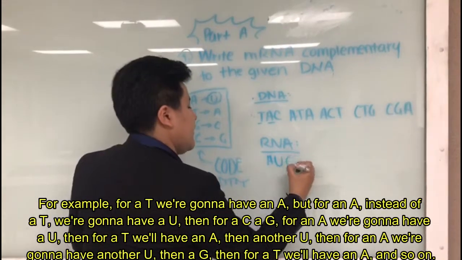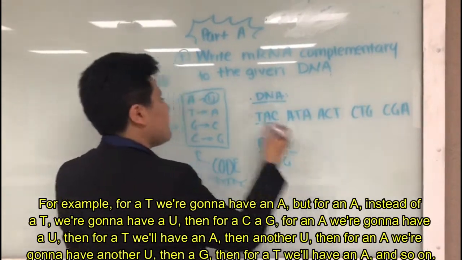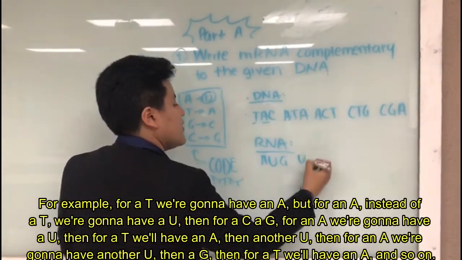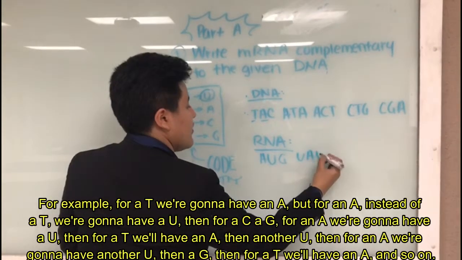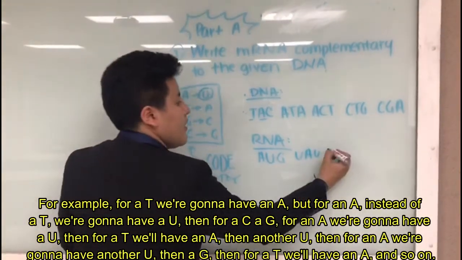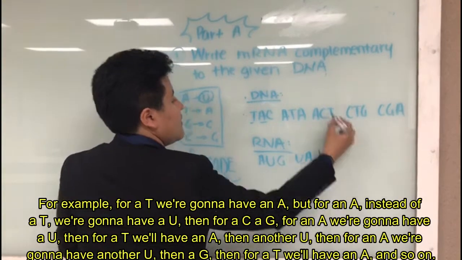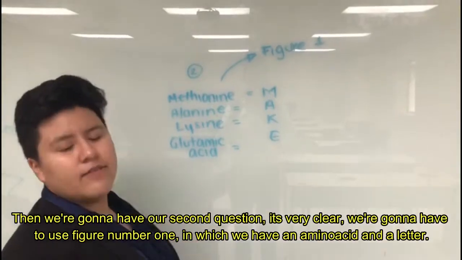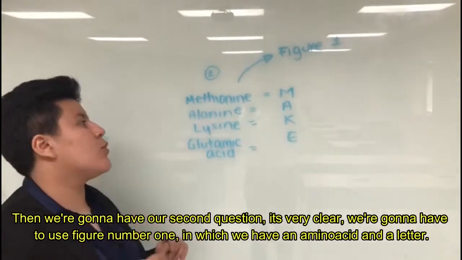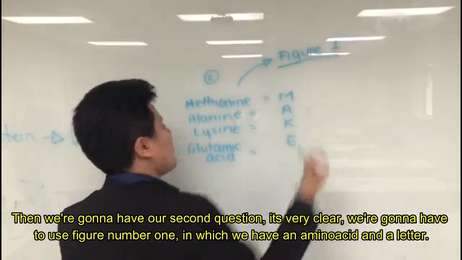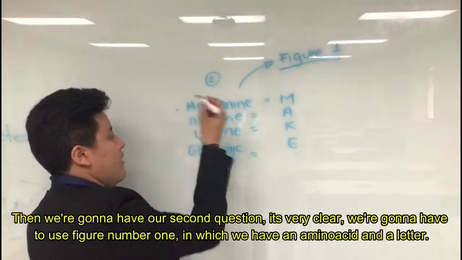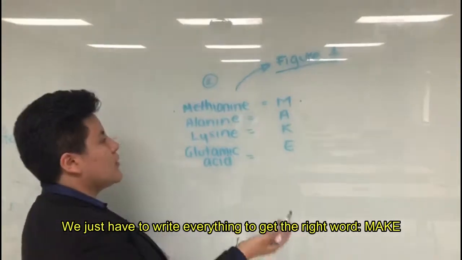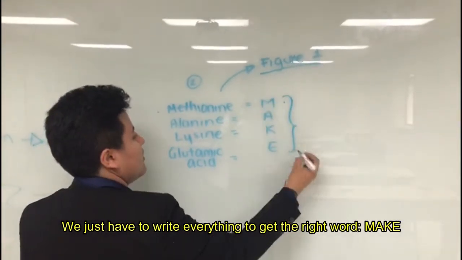Then for a C, we'll have a G. For an A, we're going to have a U. Then for a T, we'll have an A. Then another U. Then for an A, we're going to have another U. Then a G. Then for a T, we have an A. And so on. Then we're going to have our second question. It's very clear. So we're going to use figure number 1, in which you have an amino acid and a letter. So we just have to write everything and write a word, which is make.